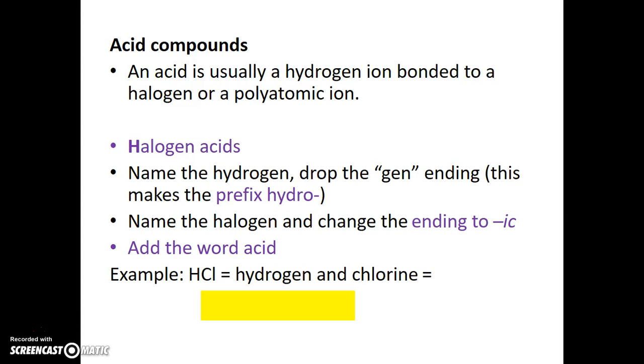named as such. For the halogen acids, we name the hydrogen part, but only use the hydro of hydrogen. Then the halogen is named, but the ending becomes ick, because acids are icky. So HCl is hydrogen and chlorine. Hydrogen followed by the halogen chlorine. So we use hydro from hydrogen. Chlorine becomes chloric, and we have hydrochloric acid.